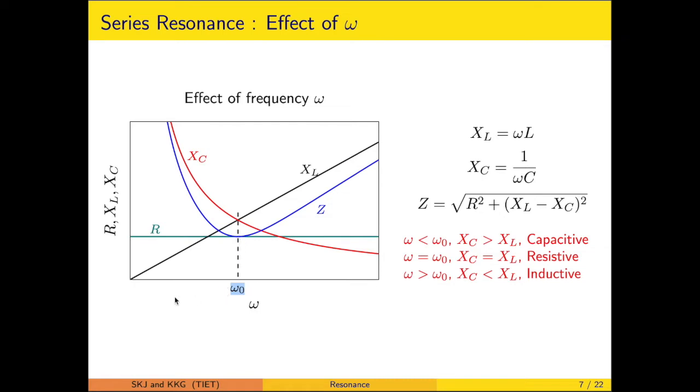Corresponding to the left side, which is omega less than omega 0, the capacitive reactance is dominating over the inductive reactance, so the effect will be capacitive. The nature of the circuit will be capacitive.